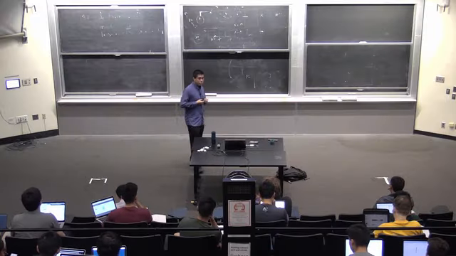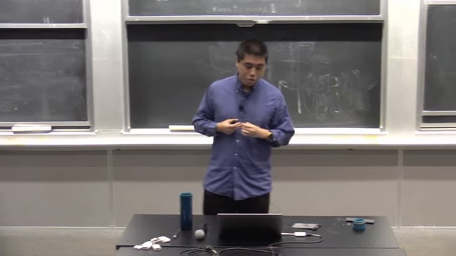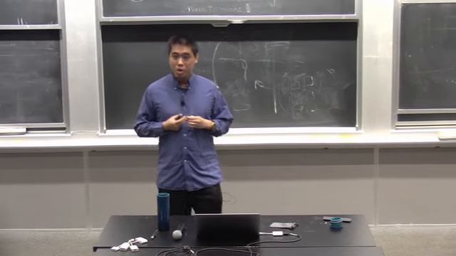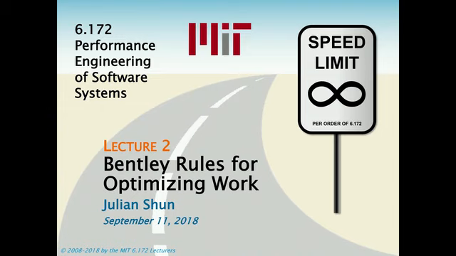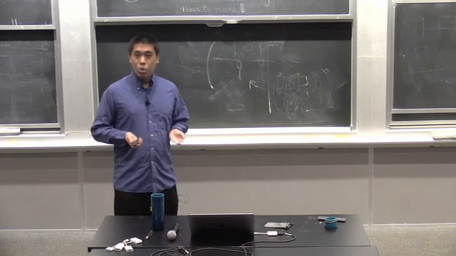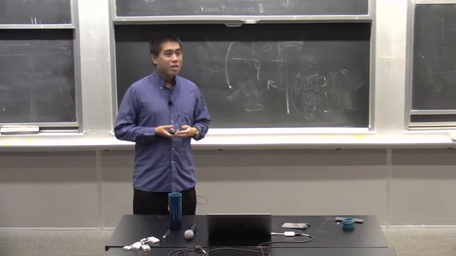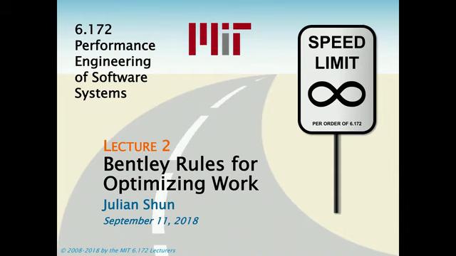So, welcome to the second lecture of 6.172, Performance Engineering of Software Systems. Today we're going to be talking about Bentley Rules for optimizing work. All right, so work. Does anyone know what work means? You're all at MIT, so you should know.